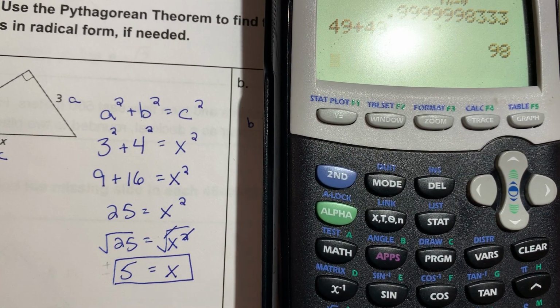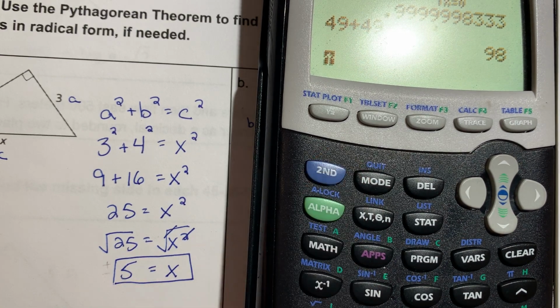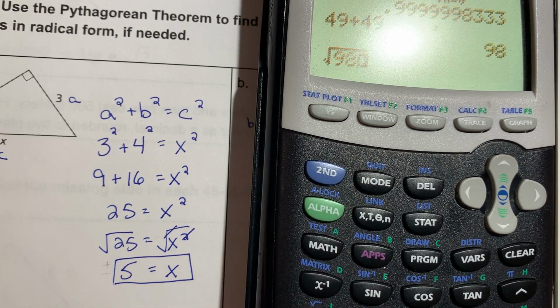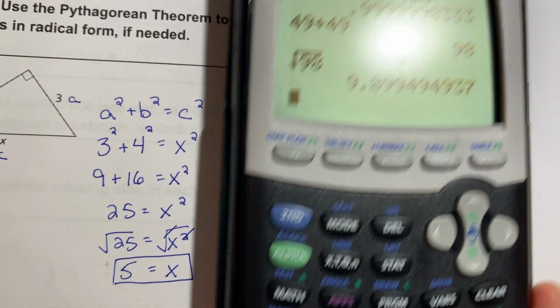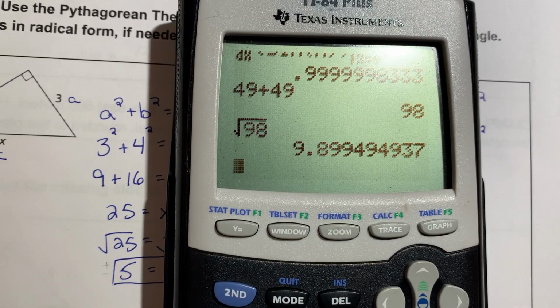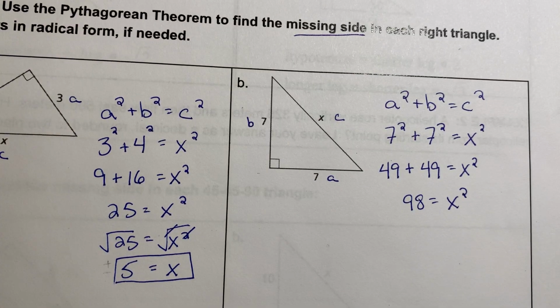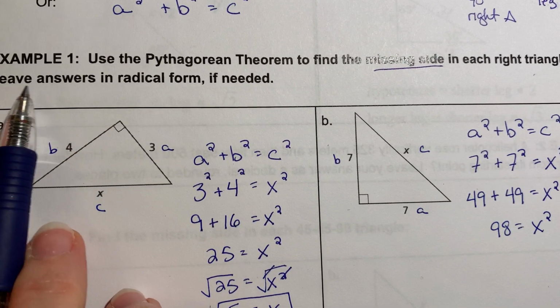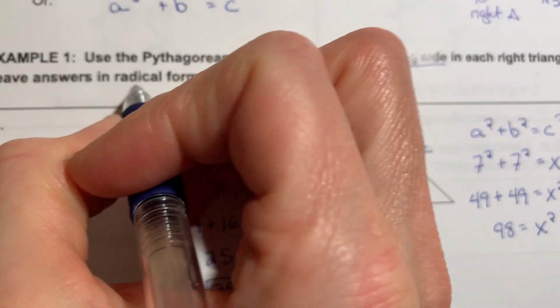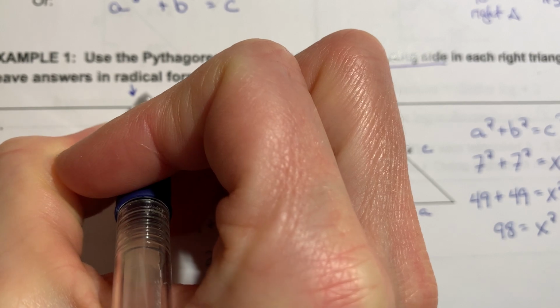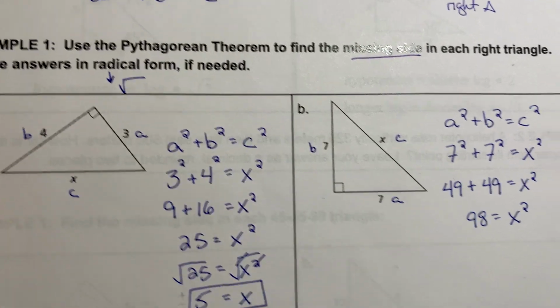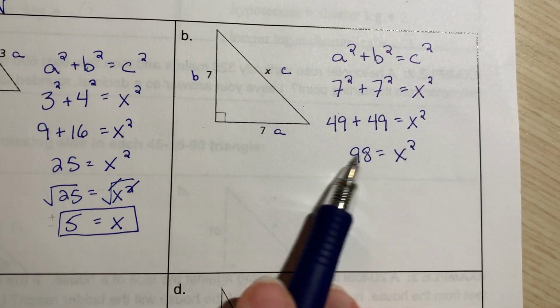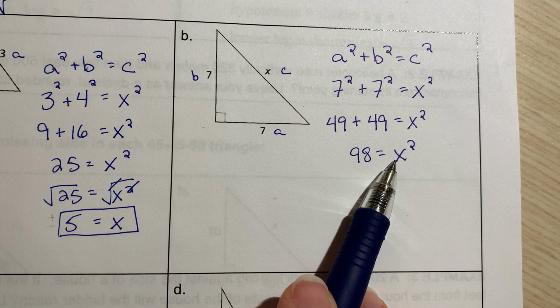I'm thinking to myself that 98 is not a perfect square, so I'm just going to punch it in the calculator and double check. So I get a decimal. Now if you notice up here, the direction said leave your answer in radical form, so that radical is a square root. So we don't want to write the decimal equivalent of this.